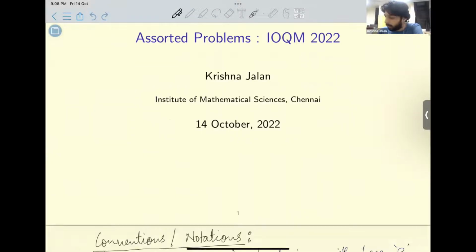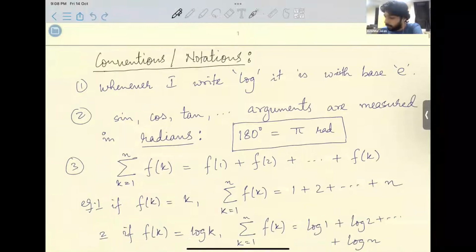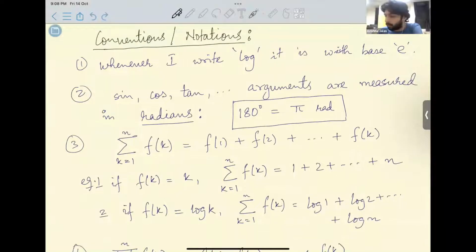Okay, so with that, some conventions and notation I want to set straight at the beginning. Whenever I say logarithm, I'll always mean base e. I hope you know what the base e is. Then, for trigonometric functions, the arguments will be measured in radians. This is somewhat more convenient. And the conversion is given as this: 180 degrees is pi radians. This is the conversion factor.